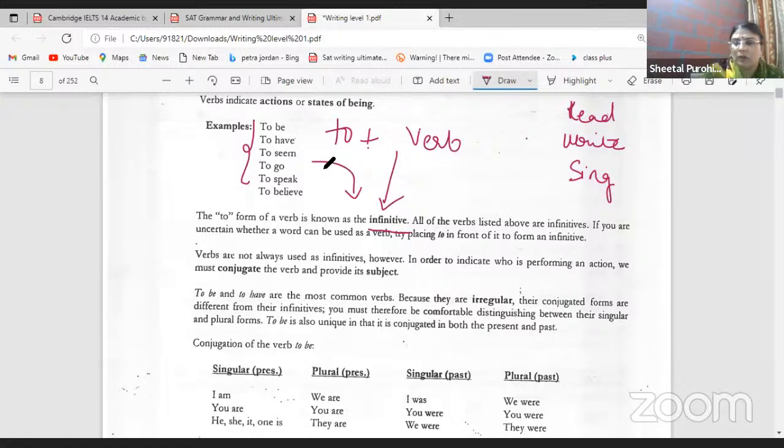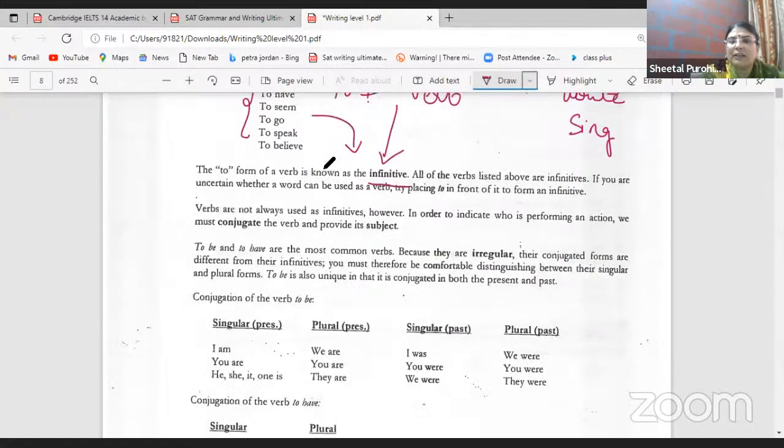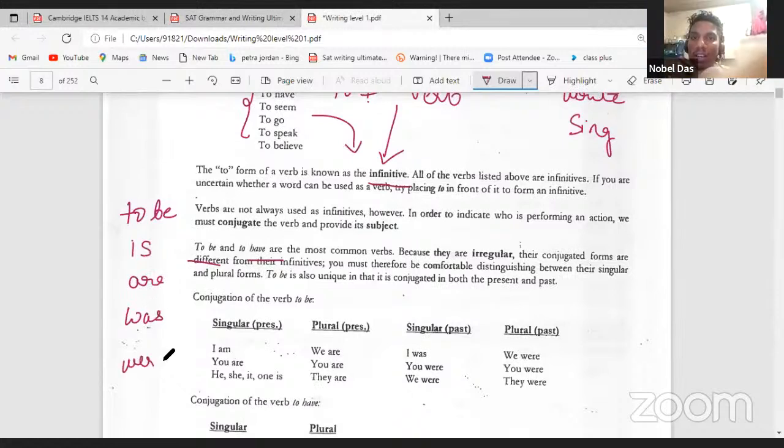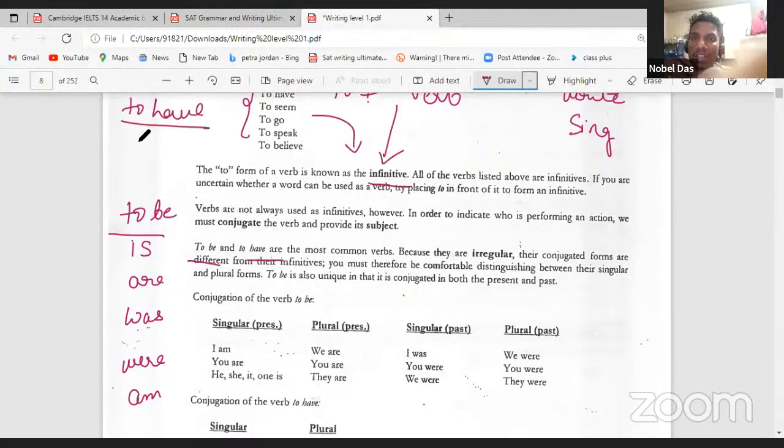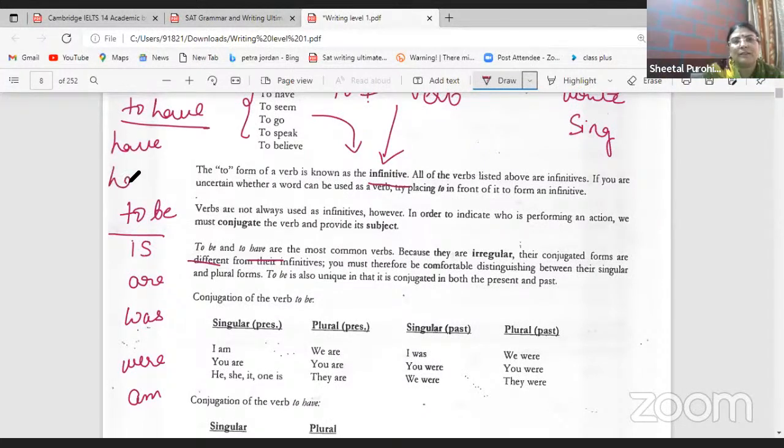Right? Write it down. Now, we have to see that irregular forms of verbs are also there, which are forms of to be and to have. The forms of to be are what? The forms of to be are is, are, was, were, and am. These are the forms of to be. Now, if you talk about forms of to have: have, has, and had.